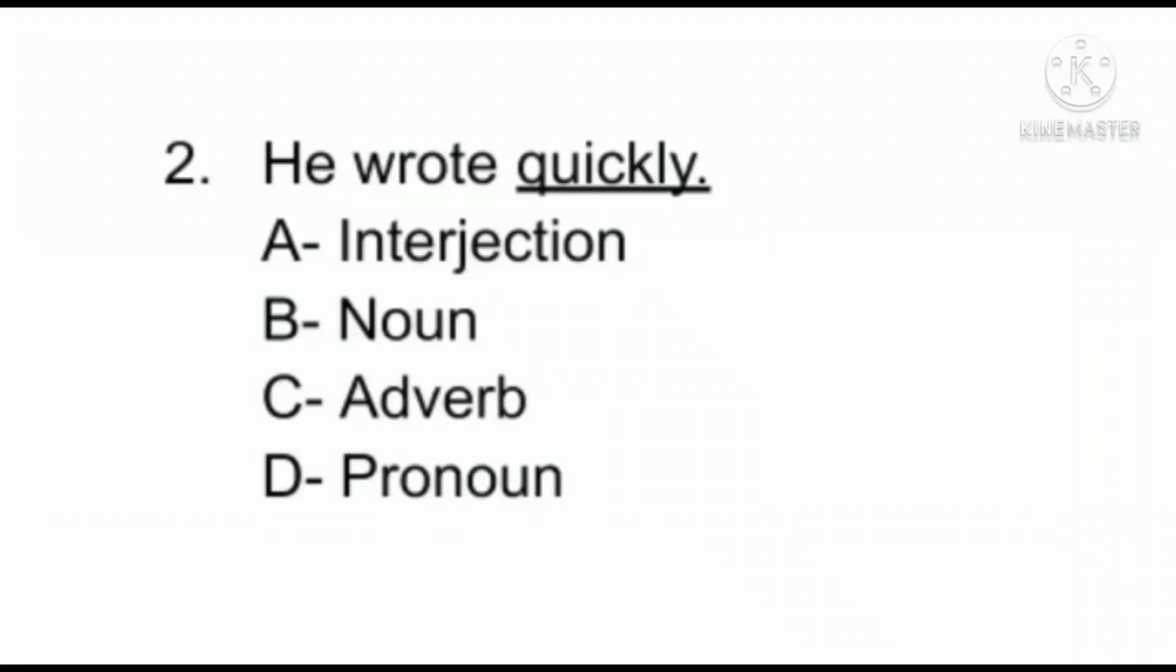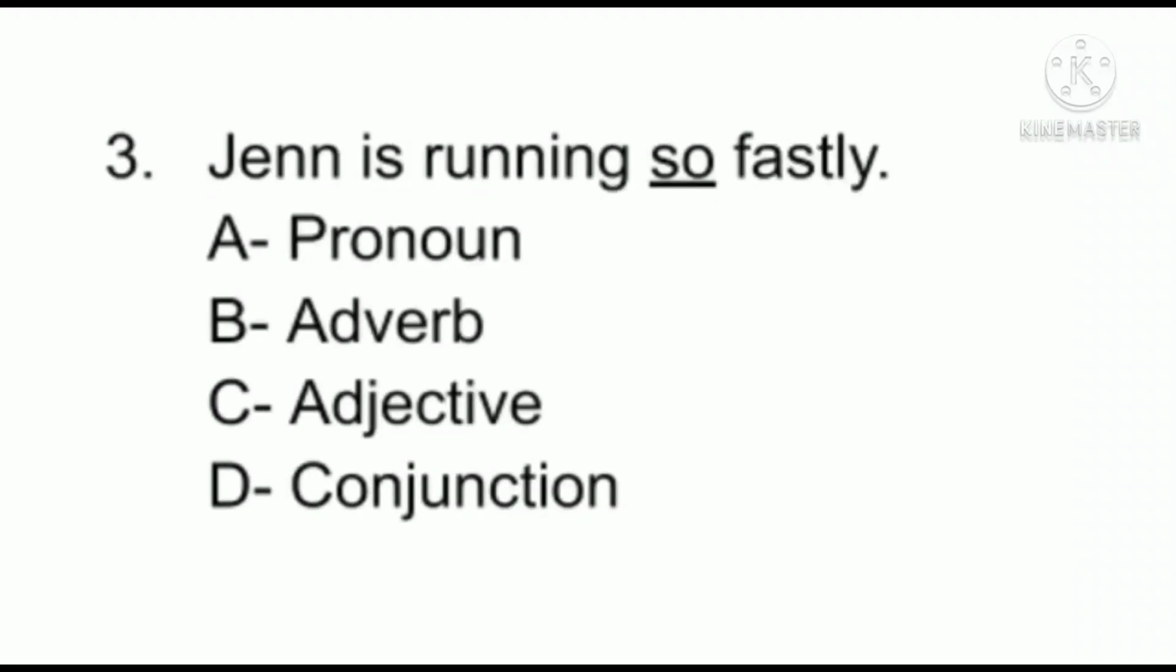And the next question is, that is third question. Jen is running so fastly. Here the underlined word is so, and the options are A, pronoun, B, adverb, C, adjective, and D, conjunction. And you are going to write the answer for the underlined word so, and I am giving you 10 seconds of time to complete it.